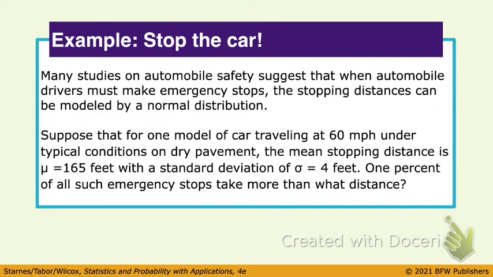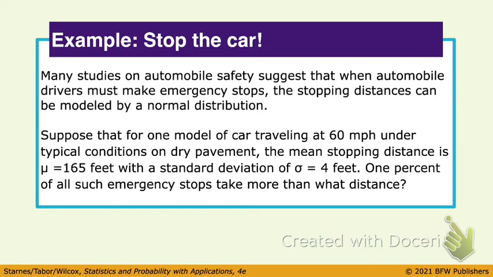Here's the automobile question, same question that we've been working with this week. Many studies on automobile safety suggest that when automobile drivers must make emergency stops, the stopping distance can be modeled by the normal distribution. Suppose that for one model of car traveling 60 miles per hour under typical conditions on dry pavement, the mean stopping distance is 165, standard deviation is 4. 1% of all such emergency stops take more than what distance?